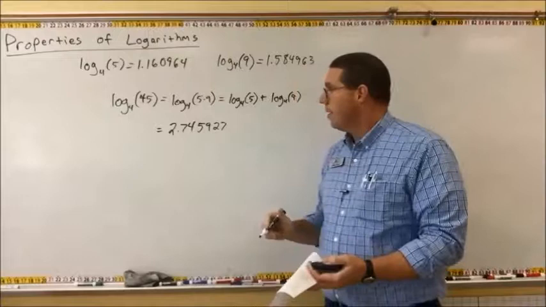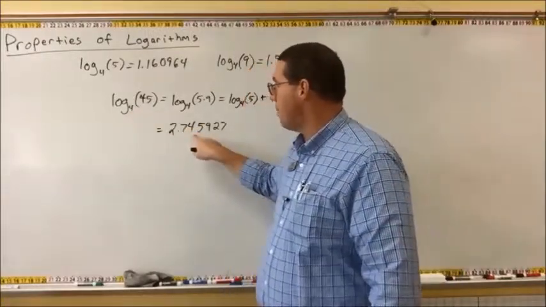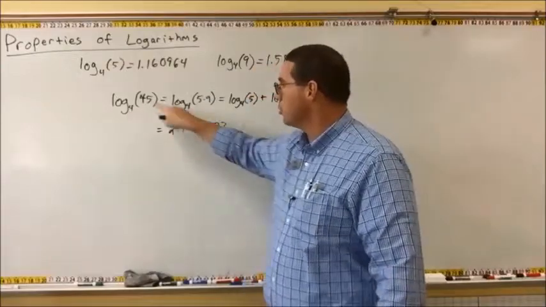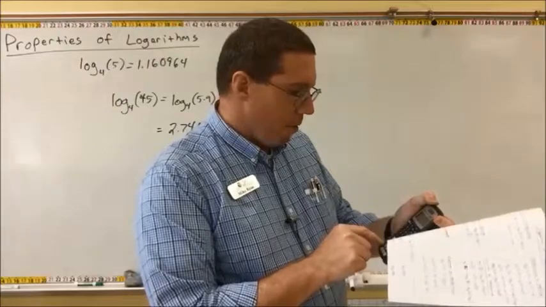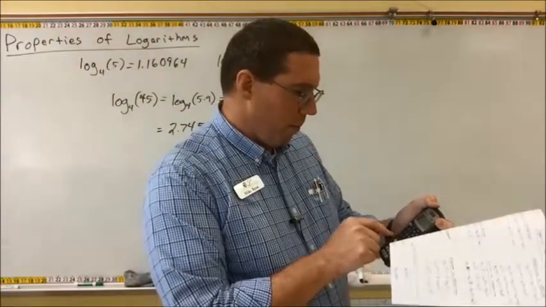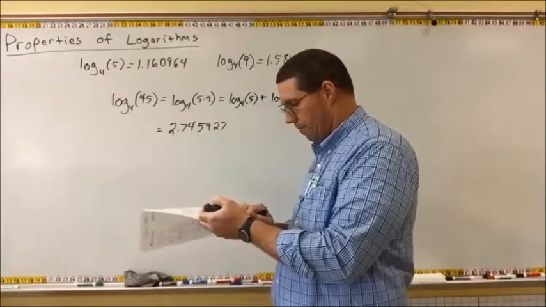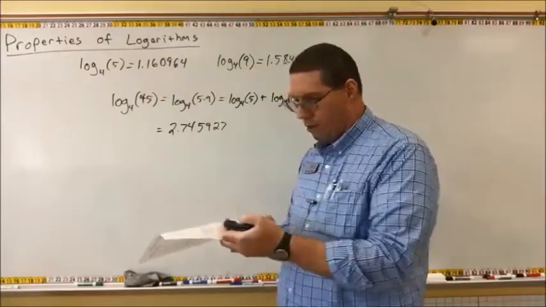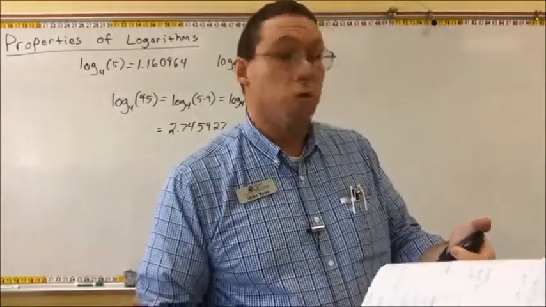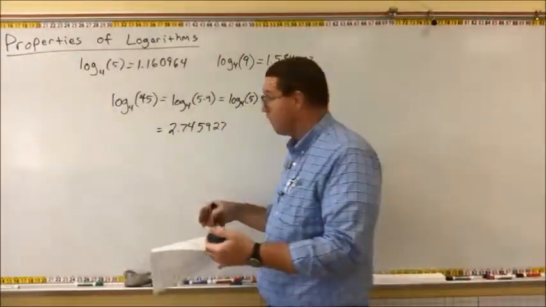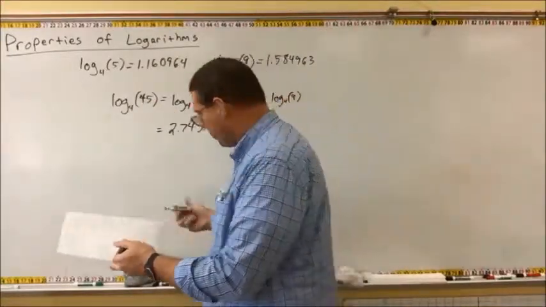And we can find out if this is true or not by raising 4 to this power. 4 to this power should be about equal to 45. So if I do 4 to the power of that number there, 2.745927, and press enter, I get 45.00002819. It's very, very close. So this is correct.